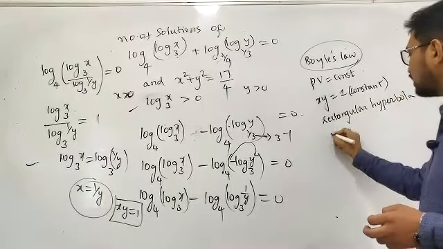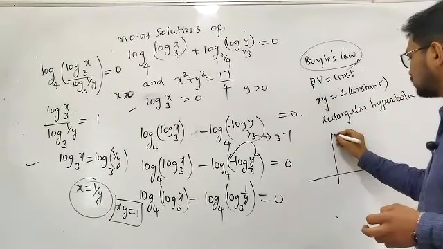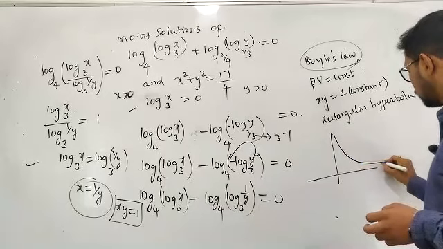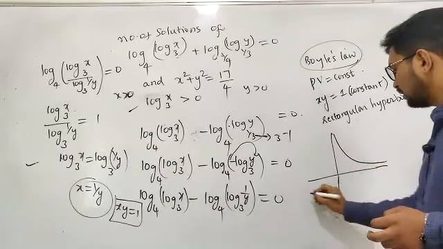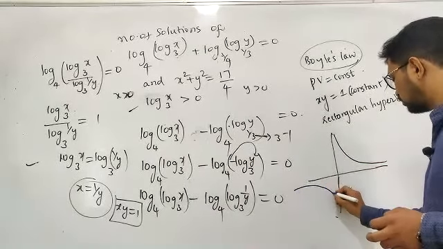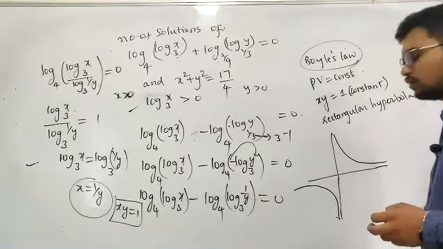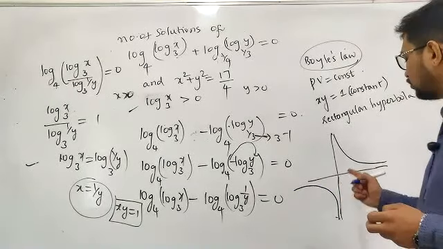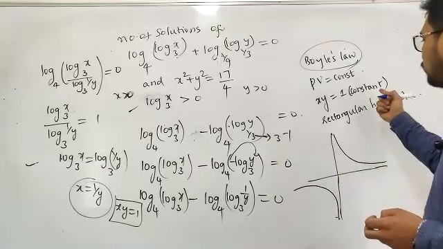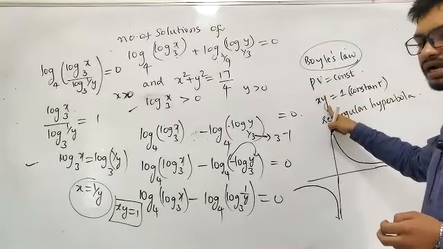The rough shape of this rectangular hyperbola looks something like this. That is xy is equal to 1, which is constant. And this is a rectangular hyperbola.